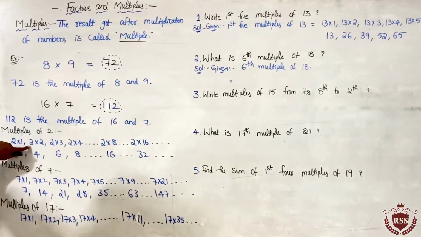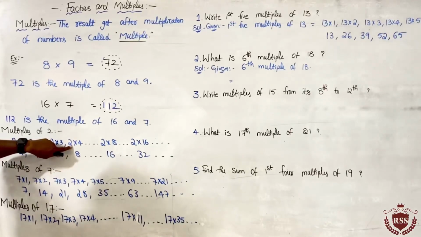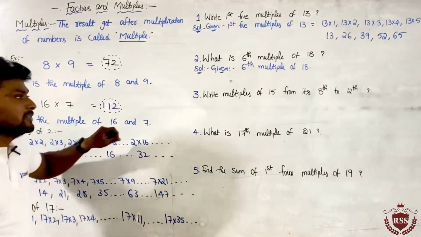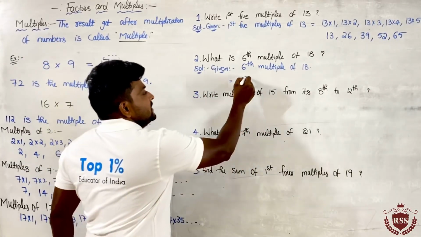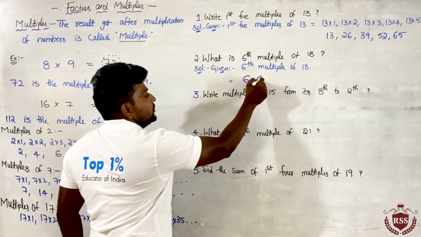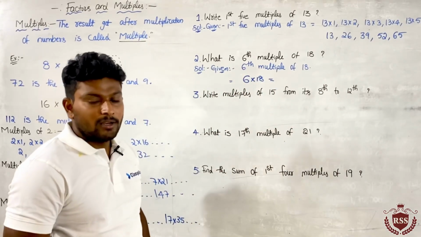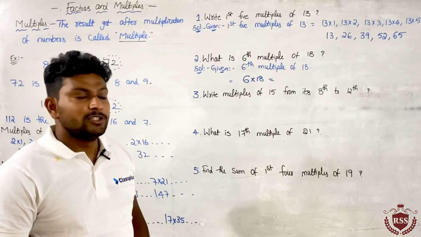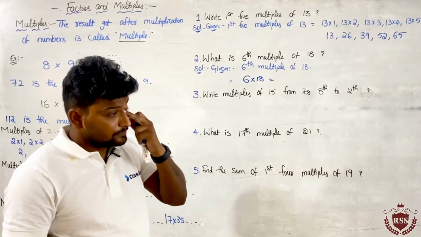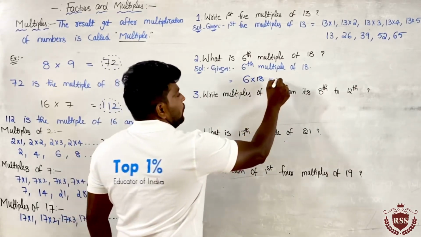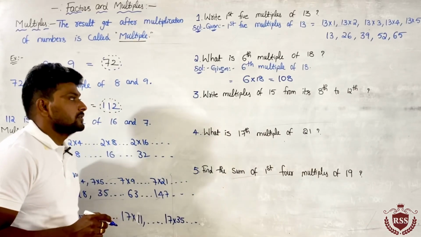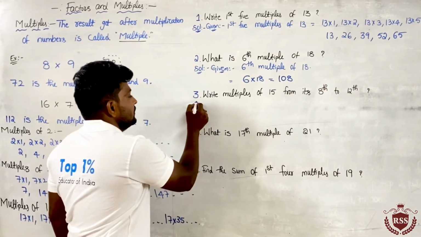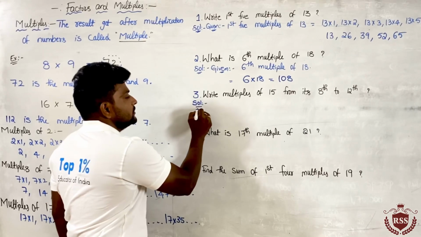సెకండ్ మల్టిపుల్ ఆఫ్ 2, 2 into 2. థర్డ్ మల్టిపుల్, 2 into 3. Fourth multiple, 2 into 4. Just we have to multiply with the 6. ఈ రెండింటిని కూడా ప్రోడక్ట్ చేయాలన్నా. సో సిక్స్త్ మల్టిపుల్ ఆఫ్ 18 అంటే ఏమవుతుంది, 6 into 18 or 18 into 6. అర్థమవుతుందా అన్న? 18 6s are 108 is the answer. Clear nana? Just we have to multiply with the numbers.